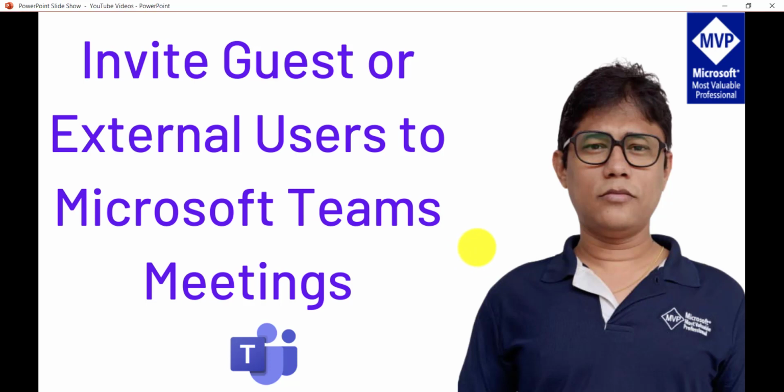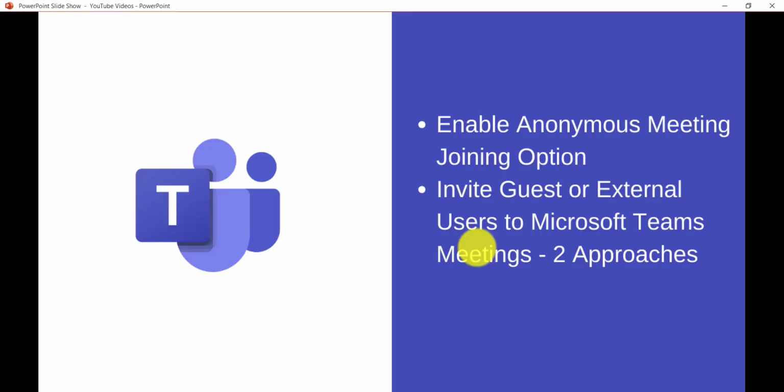So in this video, we will see first option how we can enable the anonymous meeting joining option in the Microsoft Teams Admin Center. And the other option we will see is how we can invite these guest users or external users to Microsoft Teams meetings, and we will see two approaches how we can do that. So now let us see.